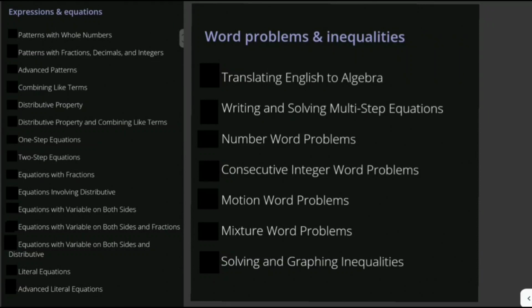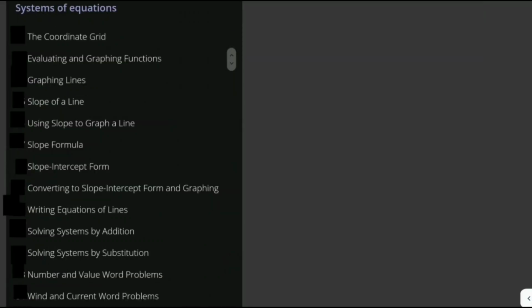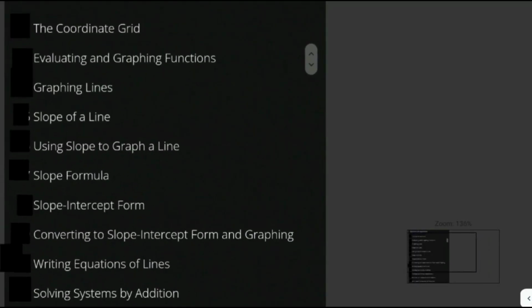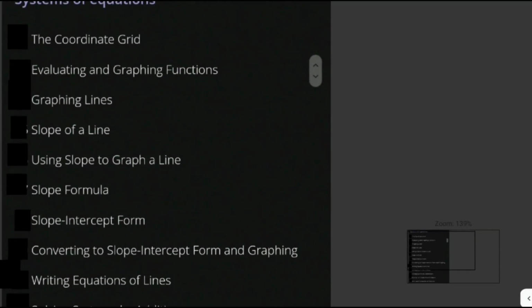And we have word problems and inequalities. You will be reviewing translating English to algebra. Translating English to algebra is just writing a mathematical sentence into a mathematical equation, which I will be discussing in the next video. And we have writing and solving multi-step equations, number word problems, consecutive integer word problems, motion, mixture, and solving and graphing inequalities. And then we have the systems of equations.